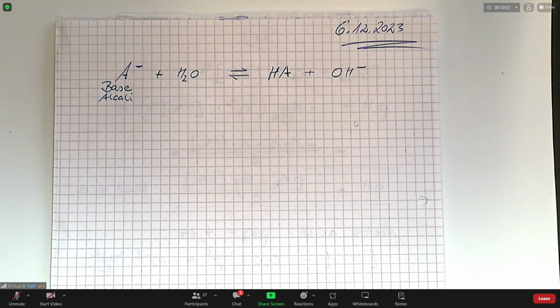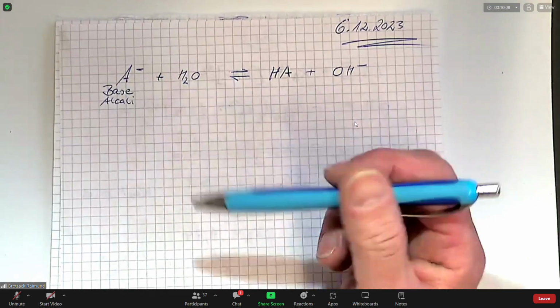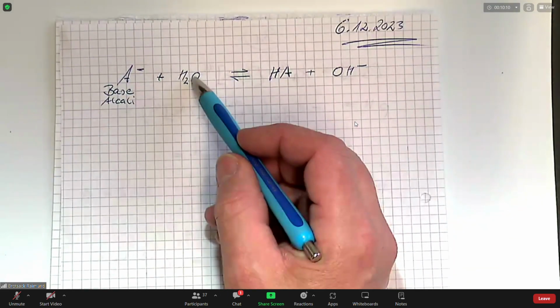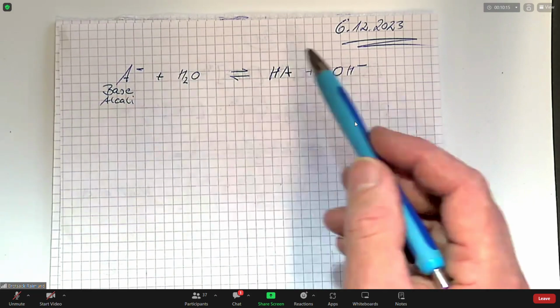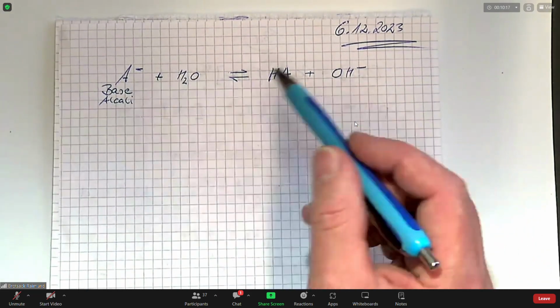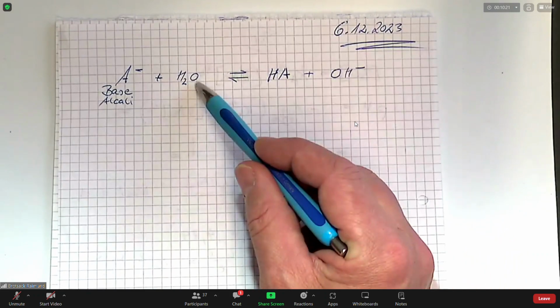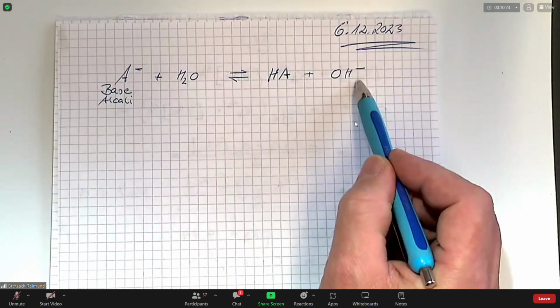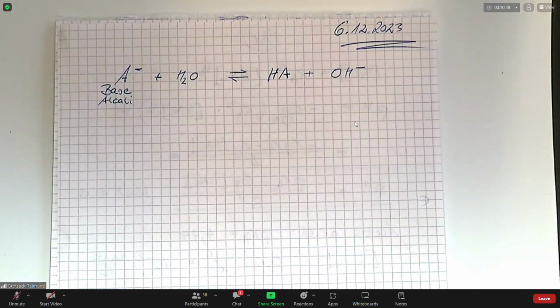Acids are delivering protons. So here the A minus accepts a proton from the water. The water acts as an acid in this example. This acts as a base. When we read it from the right to the left, now this is the acid and this is the base, because this accepts the proton and this delivers the proton to the water, to the OH minus, to the hydroxide anion.